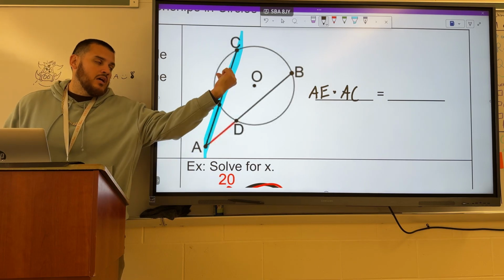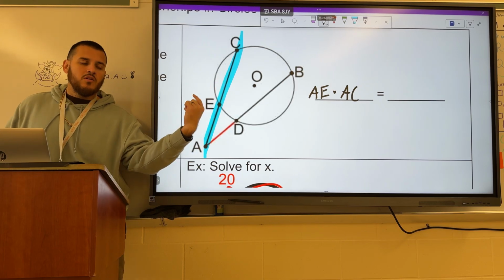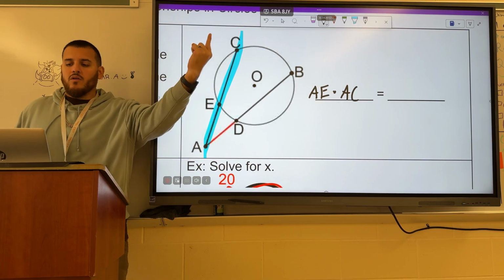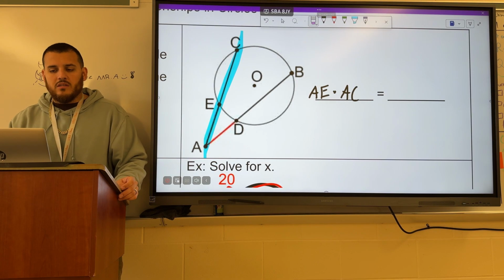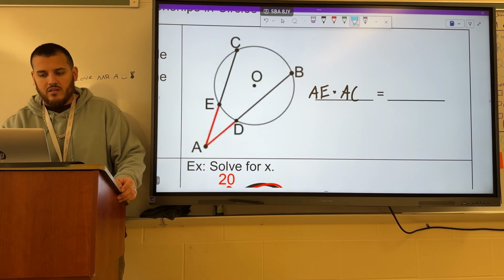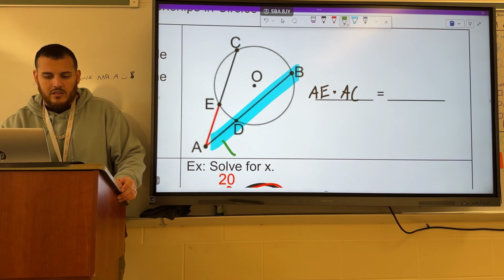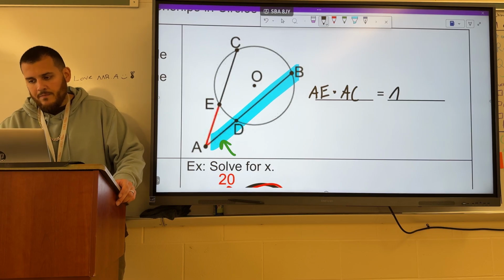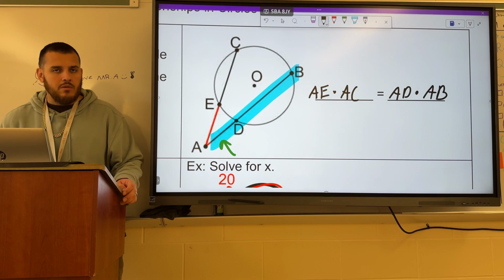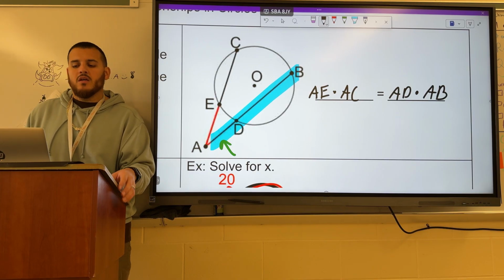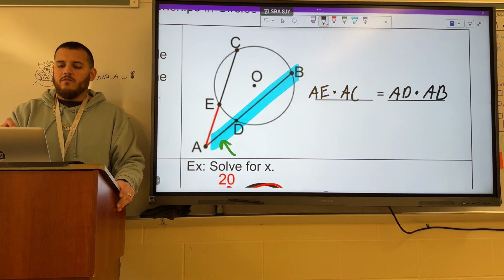So we're not using the individual parts. We're using only the external part and then the whole thing, AC. That will be equal to the product of the same pieces from the other secant. So as we look at this secant, the external bit is AD. So we need the product of that and the entire secant, which is AB. And this will be how we set up our math when we have two secants for a circle, right?